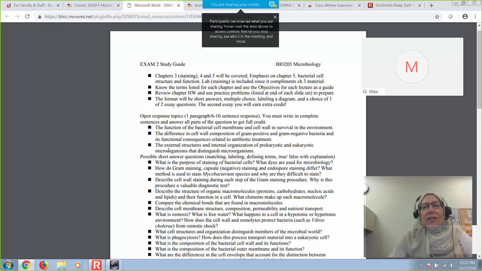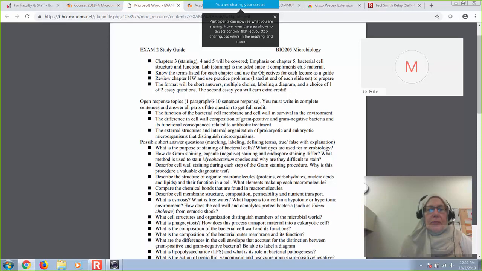Right. And the staining with chapter 3, we did it in lab, so hopefully it's familiar to you now. The emphasis is on the gram staining that we did in lab, as the questions guide you towards the gram staining procedure and why it is still a valuable test. So that's just a small part of the exam. It's not going to be more than like 10 points.